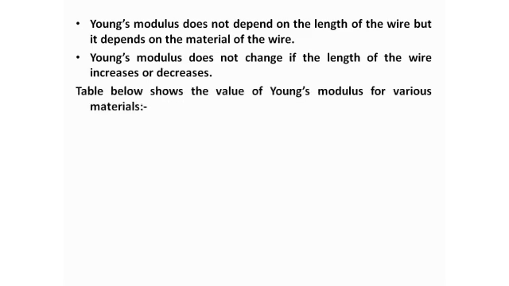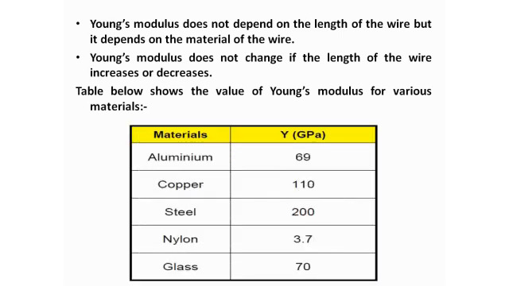Here I am going to give you the value of Young's modulus of various materials. So this is a table. Aluminum has a Young's modulus value of 69, copper has 110, steel has 200, nylon has only 3.7, and glass has 70.